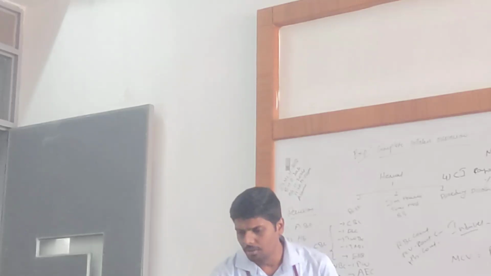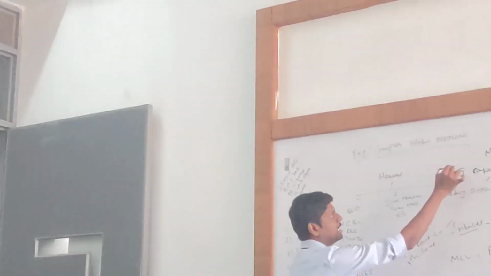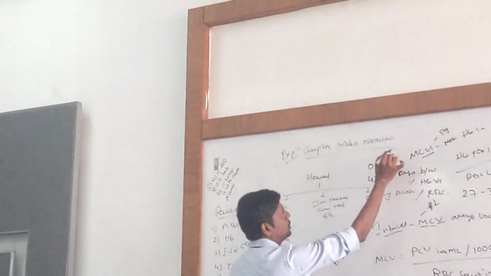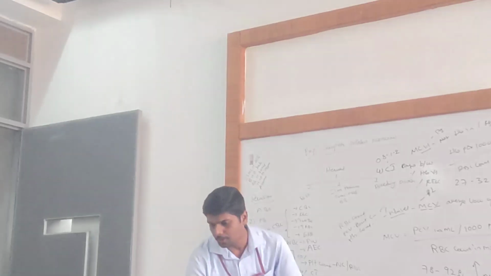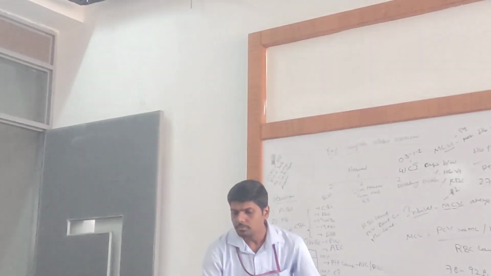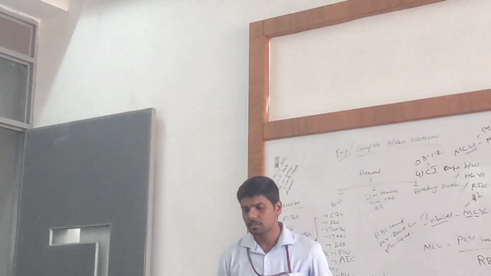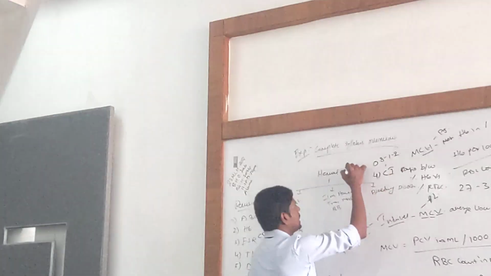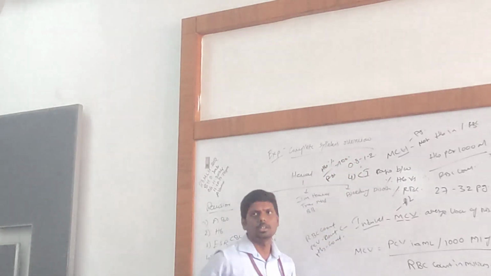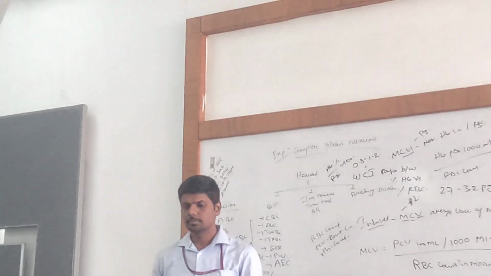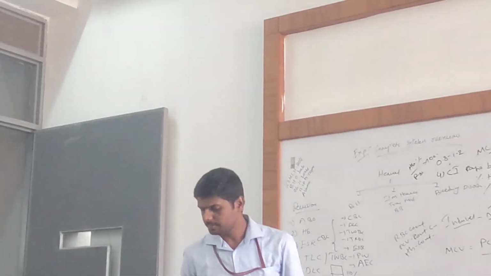Color index normal value, write down 0.8 to 1.2. Color index normal value is 0.8 to 1.2. And the formula, it is a two-step formula actually. HB percentage by RBC percentage. Formula is HB percentage by RBC percentage into 100. That's it. You will get your ratio data. Into 100. That will be your next one.